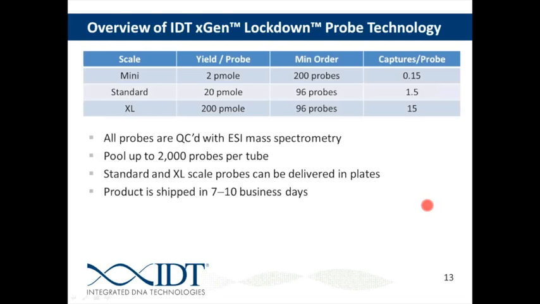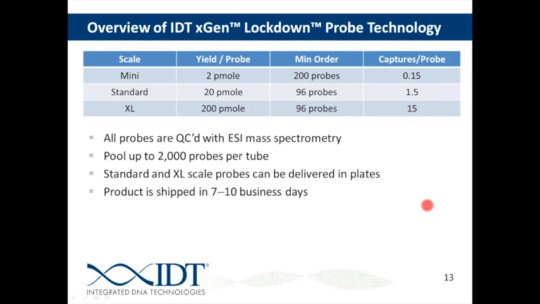So now we have IDT xGen Lockdown probe technology. Our Lockdown probes are 100% QC'd with ESI mass spectrometry. We can pool up to 2,000 of these probes per tube, and our standard and XL scales can be delivered in plates. Our product is shipped within 7 to 10 business days of order. These probes are all individually synthesized and all contain a 5' biotin modification. There are 3 scales available: the mini, the standard, and XL.